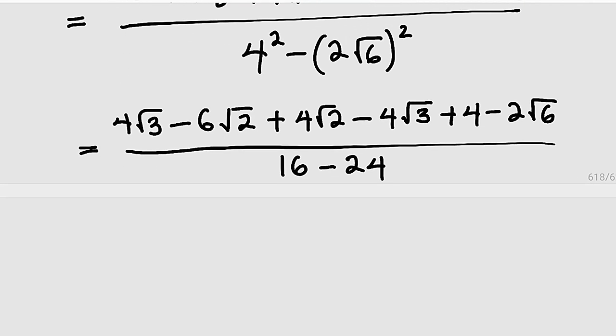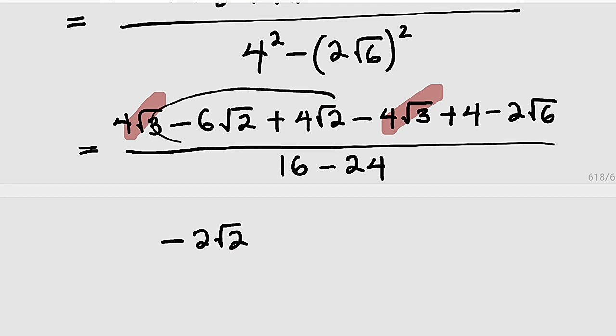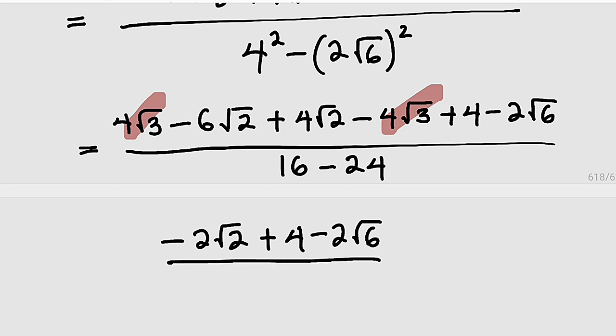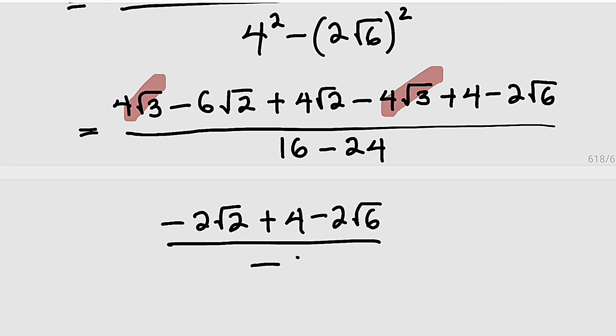If you observe, this will cancel this, right? Do we have other like terms? Yes, you can see this one and this one, they are like terms. We have negative 2 root 2 here. That is the combination of these two terms. What do we have left? We have plus 4, then minus 2 root 6. We divide by what? 16 minus 24 is negative 8.